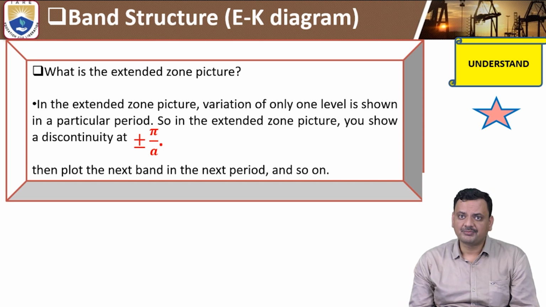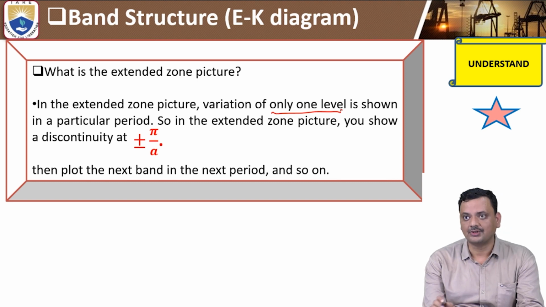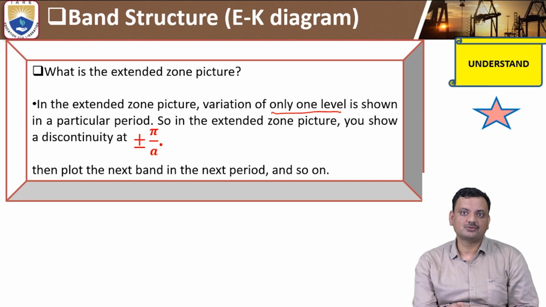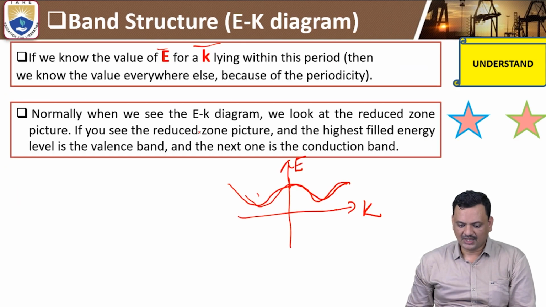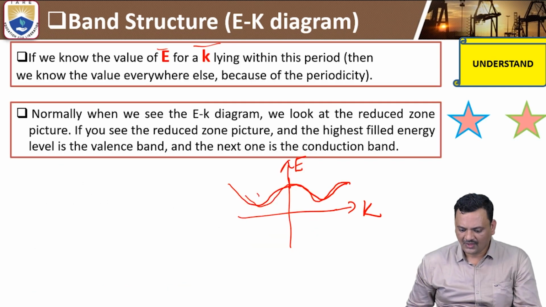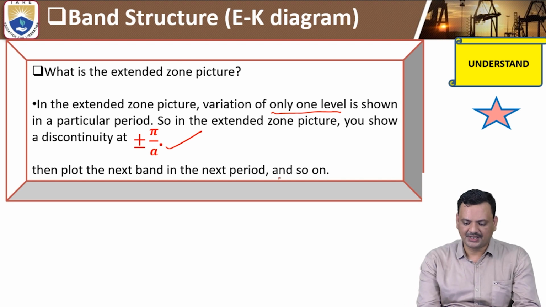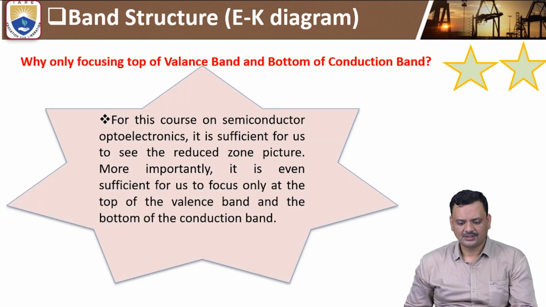What is the extended zone picture? In the extended zone picture, the variation of only one level is shown in a particular period. So in the extended zone picture, you show a discontinuity at plus minus pi by a. Here some discontinuity, again discontinuity. Then plot the next band in the next period and so on. So this thing I already discussed.